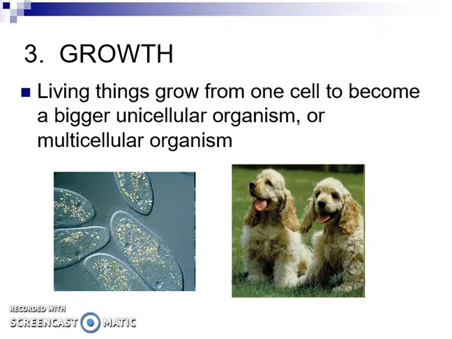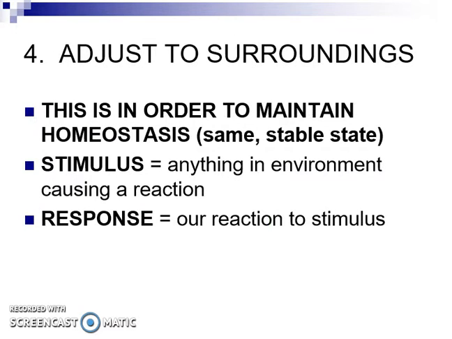Living things actually need to grow from one cell to become a bigger unicellular, one-celled organism, or multicellular. So on the left, we have some amoebas. They're single-celled organisms. They will just grow in size. Versus on the right, we have some Cocker Spaniel dogs where they started out after the sperm and egg joined together as a single cell, but then the cell kept replicating through the process of mitosis, and you end up with a multicellular organism.